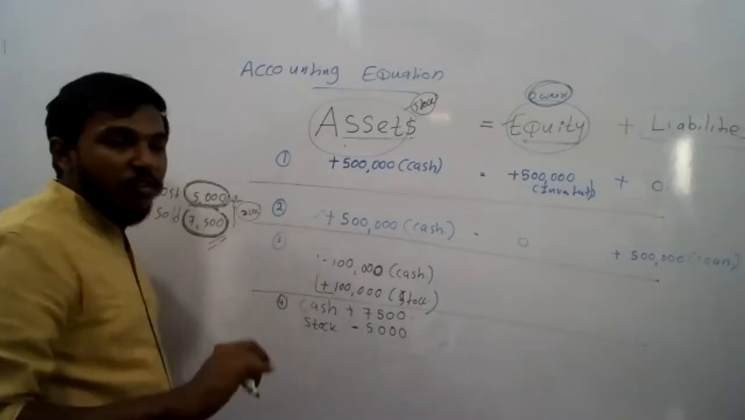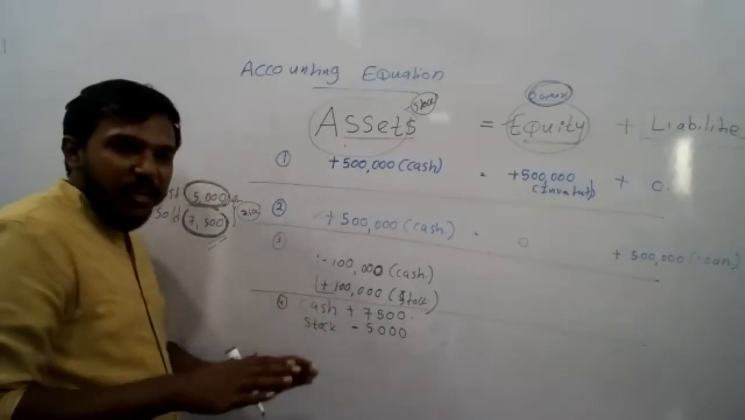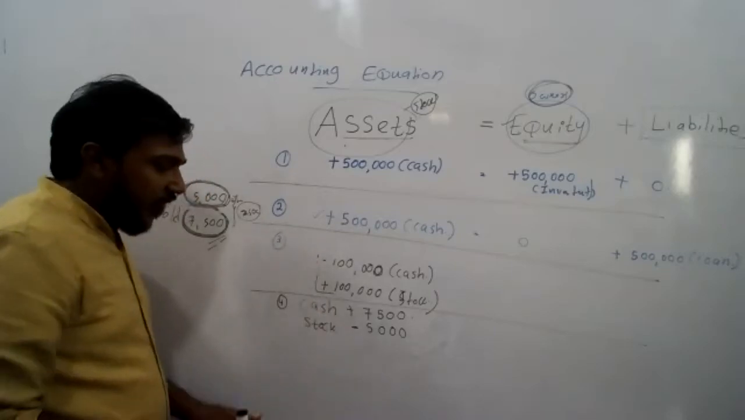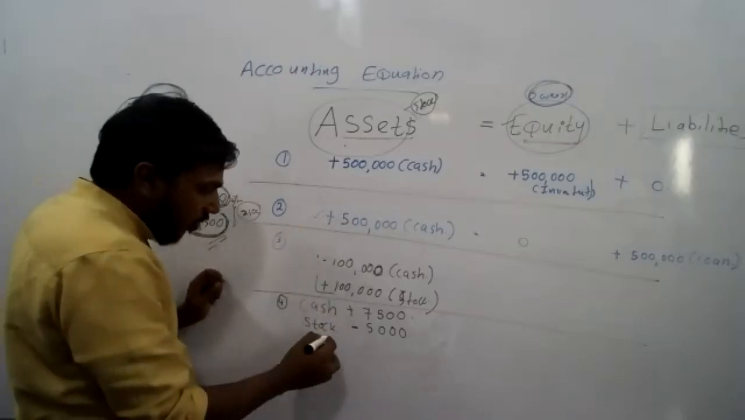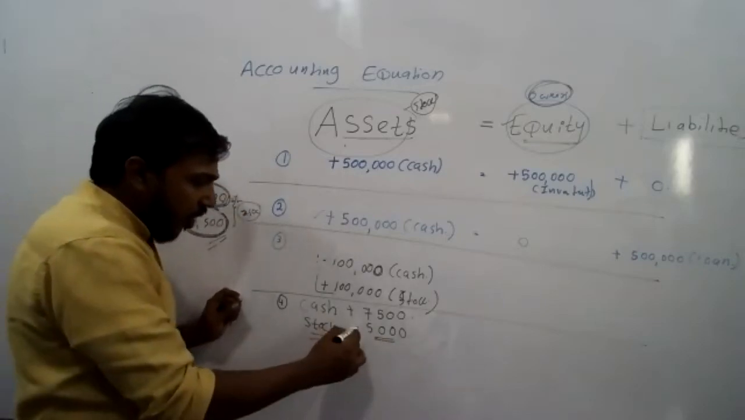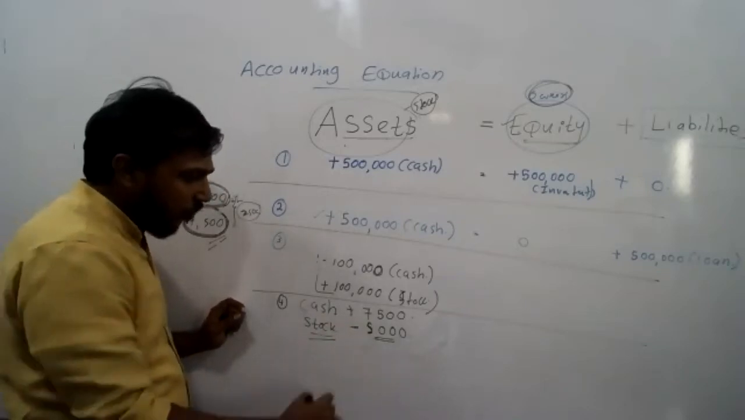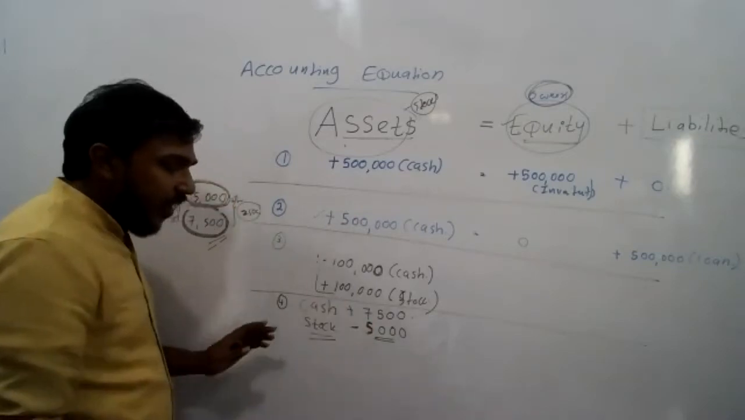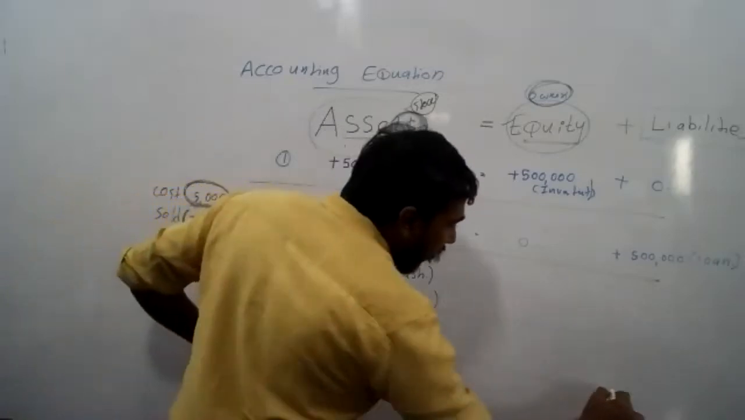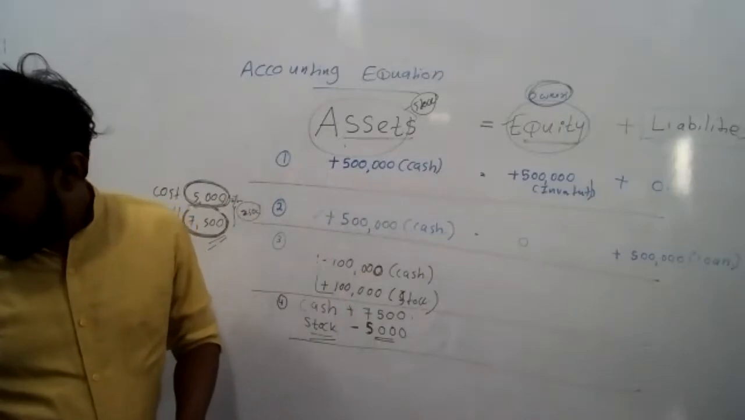Now look here, be careful here. See, cash increased by 7,500 because you have collected 7,500 from Sundar. Then you have given her the stock worth rupees 5,000. Then now look here, there is a profit for you. Is it clear? Now there is a profit for you.